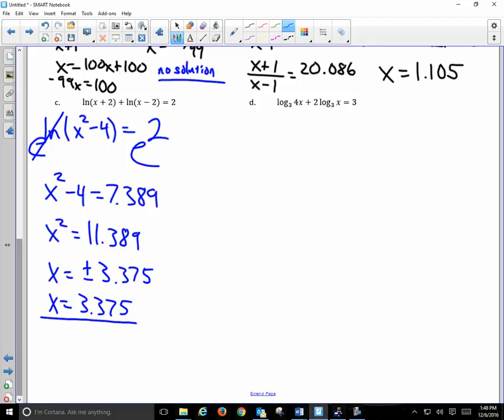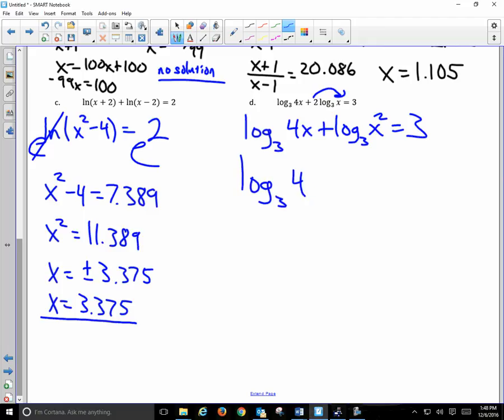Our last example. You guys are doing very well. Letter D. What do I do first here? Little trick. Yeah, put the 2 up. So log base 3 of 4x plus log base 3 of x squared. Multiply, so log base 3 of 4x cubed. Create a base of 3.